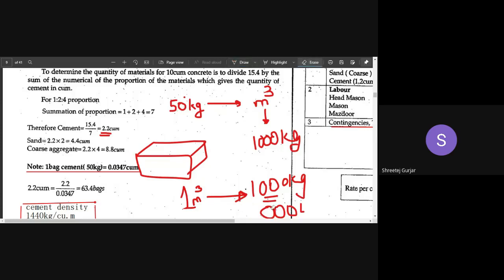Let us not get into that. So 1000 is what? It is nothing but the density of water. Density of water, correct? So similarly, you can use the density of concrete and arrive at this answer.